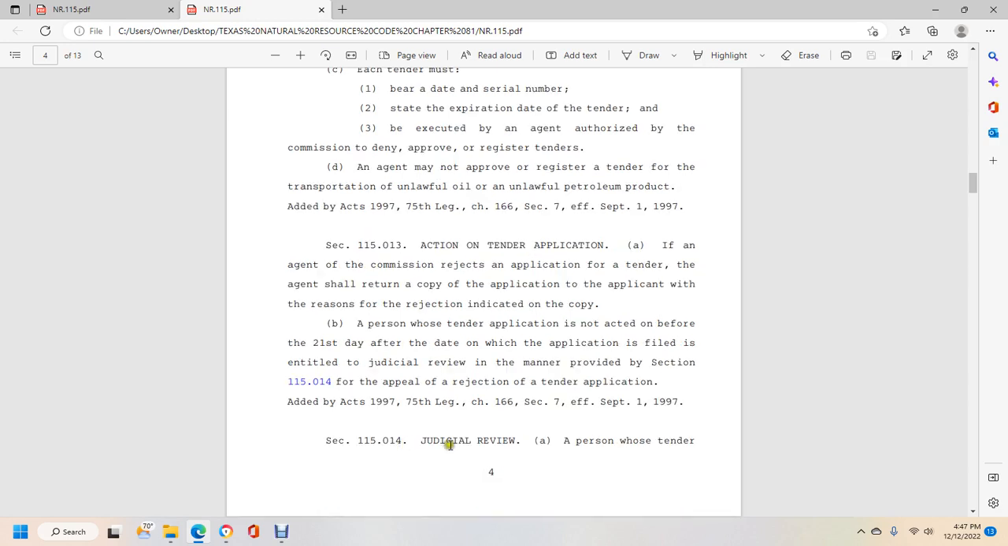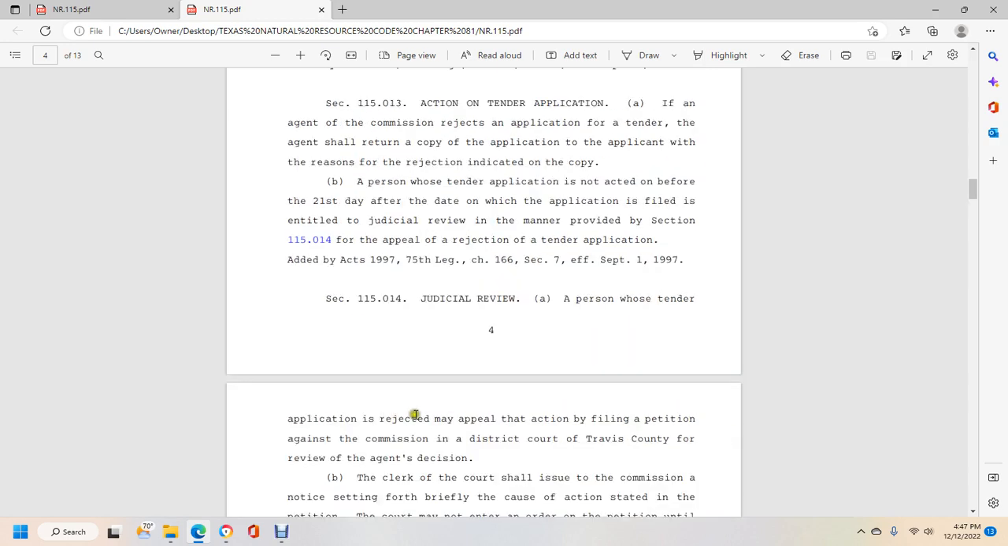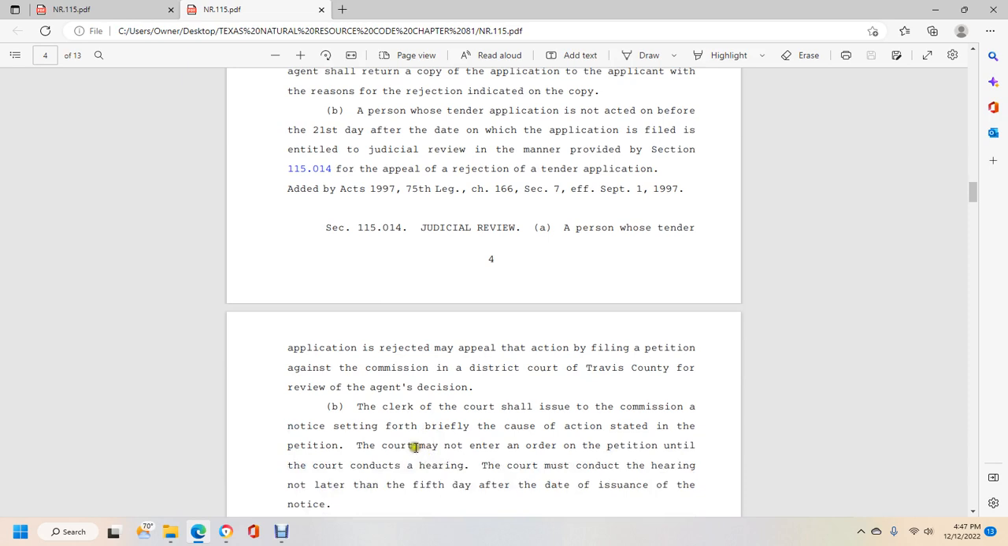Section 115.014, Judicial review. A person whose tender application is rejected may appeal the action by filing a petition against the commission in the district court of the county for review of the agent's decision. The clerk of the court shall issue to the commission a notice setting forth briefly the nature of the action stated in the petition.